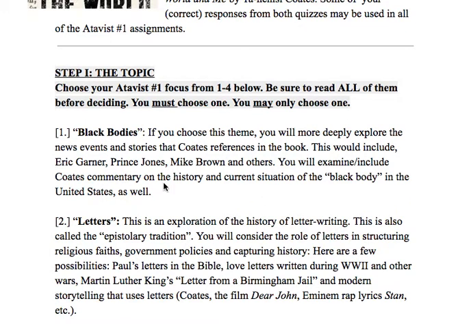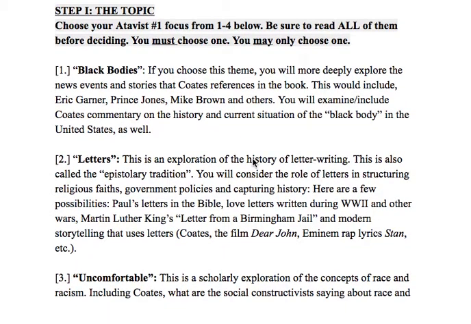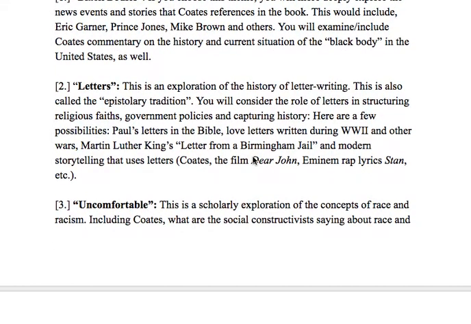The first one is Black Bodies, a terminology and concept that comes up in the book quite often. This is for you if you have an interest in diving deeper into the news events and stories that Coates references, like Eric Garner, Prince Jones, and Mike Brown, which inspired him to write this letter to his son. Your Atavist project would be diving deeper into those areas and exploring what he's saying about the relationship between the legacy or history of the black body in the United States. A very focused deep dive into that.